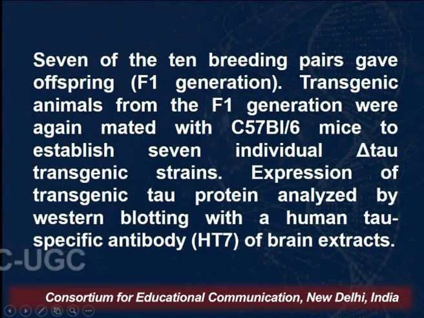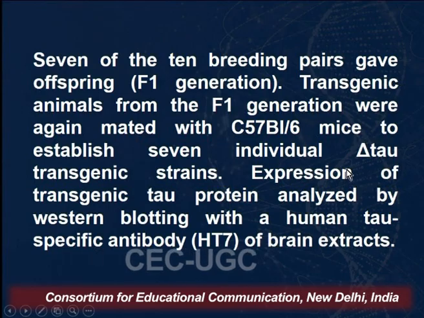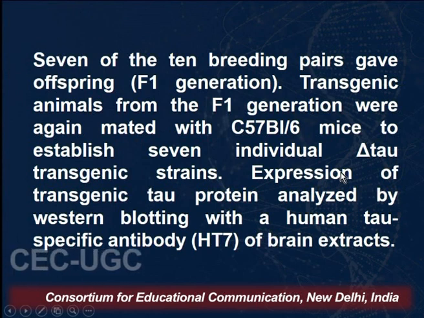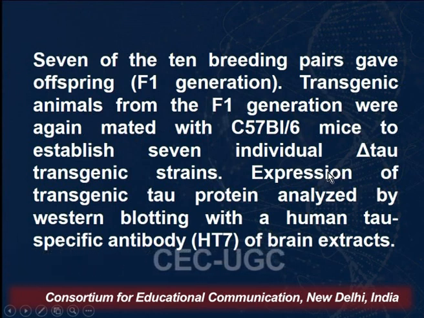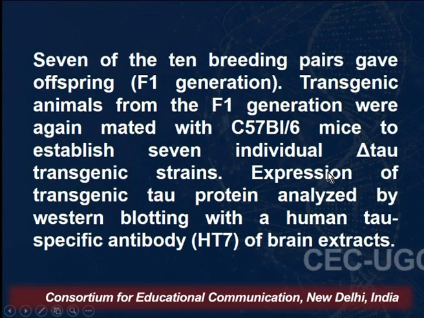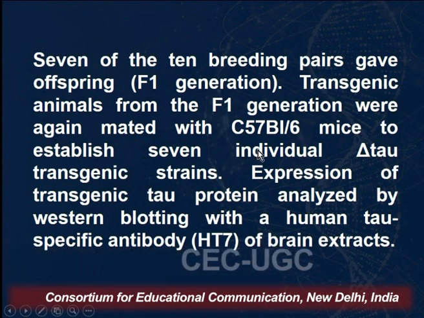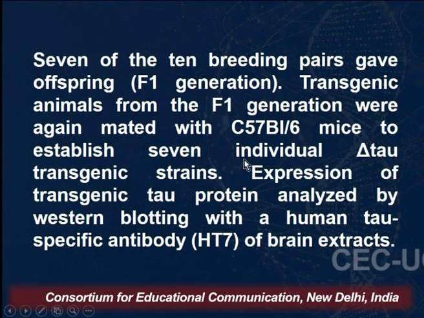So those 2 lines were not analyzed further, and one of the lines out of these 7 did produce transgenic mice, but their number was very low. The litter size was very low, only 3 to 4 progeny per litter, and they were taking much longer gestation periods. Again, that is not very useful for us because we want the transgenics to be produced in larger numbers, and the gestation period to be short.